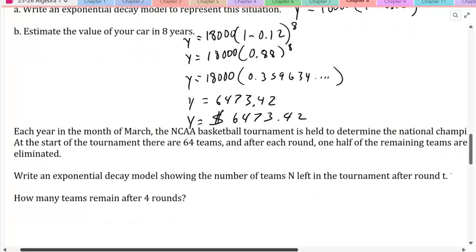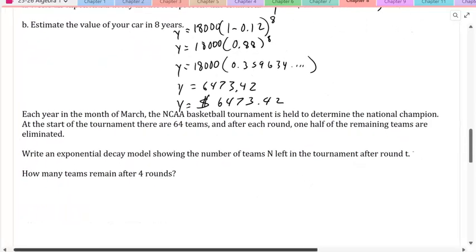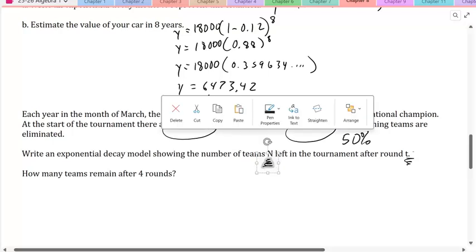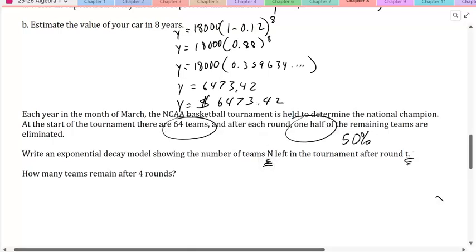All right, let's look at another one. Each year in the month of March, the NCAA basketball tournament is held to determine the national champion. At the start of the tournament, there are 64 teams. After each round, 1/2 of the remaining teams are eliminated, so that's 50%. Write an exponential decay model that shows the number of teams, N, left in the tournament after round T. And then, how many teams are remaining after 4 rounds?